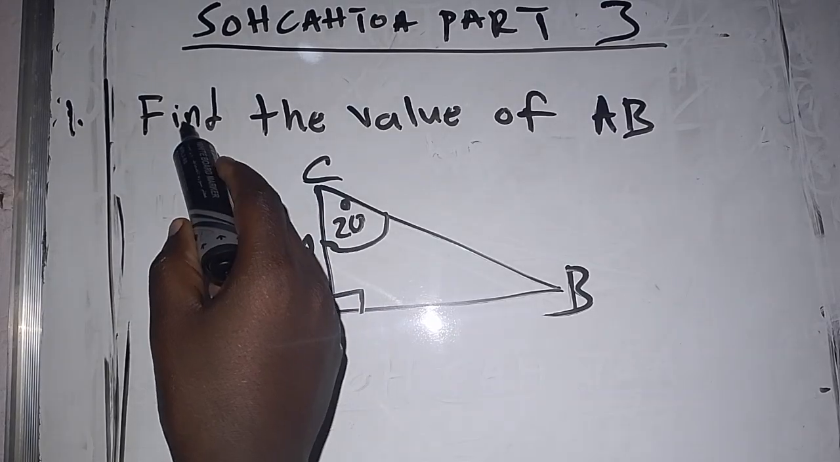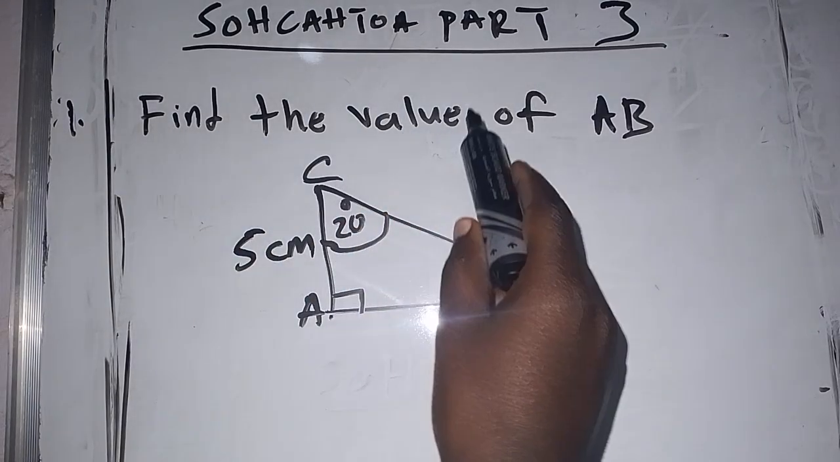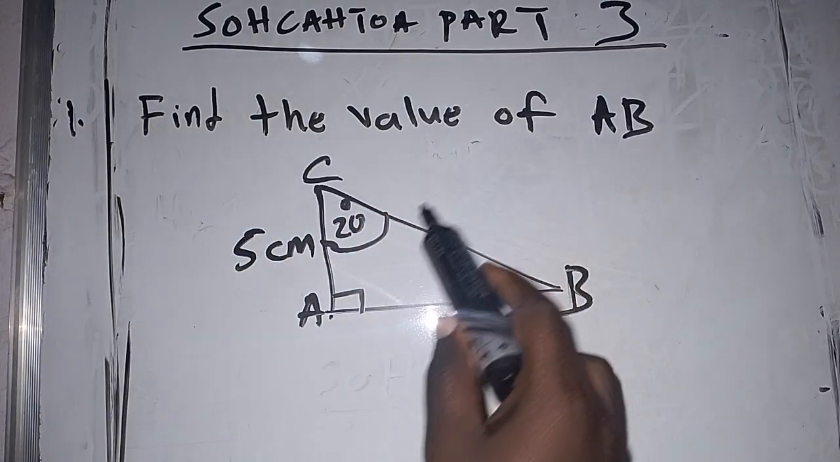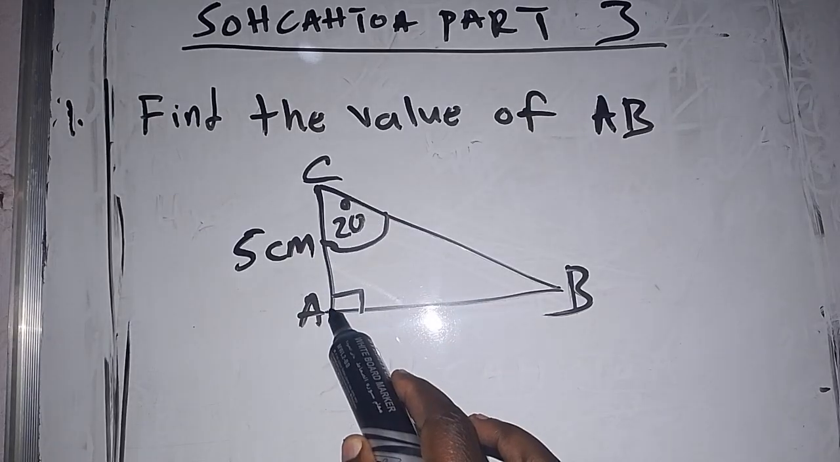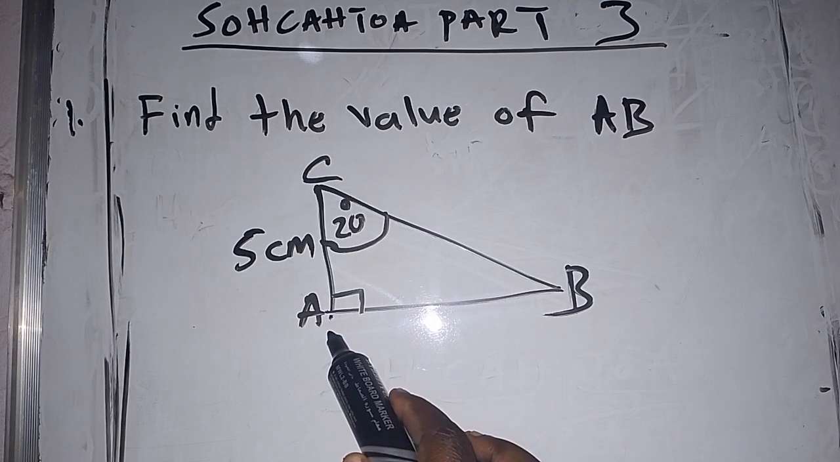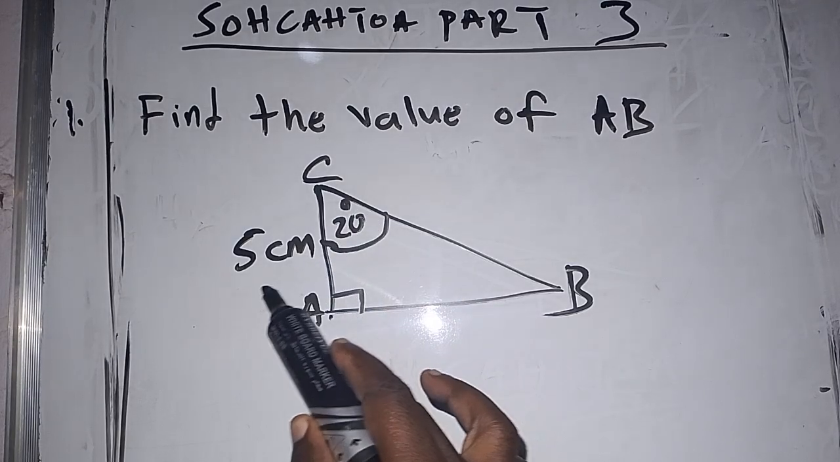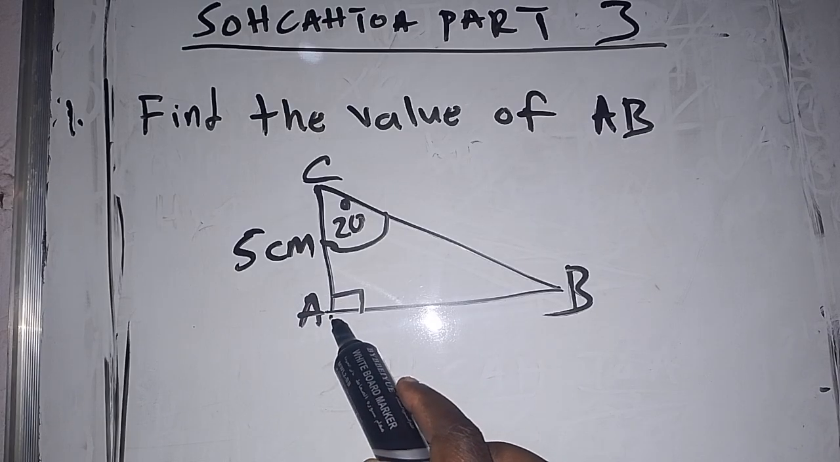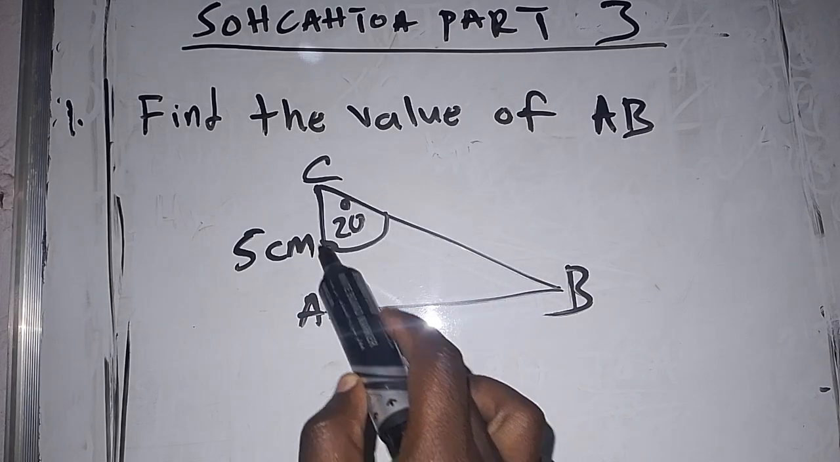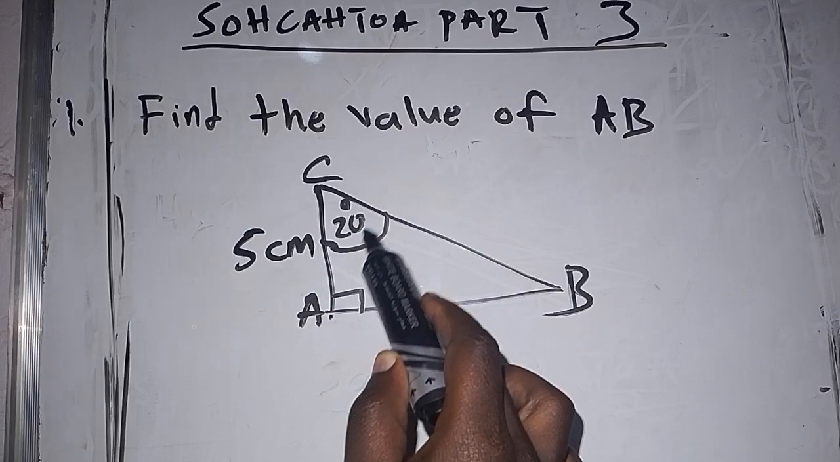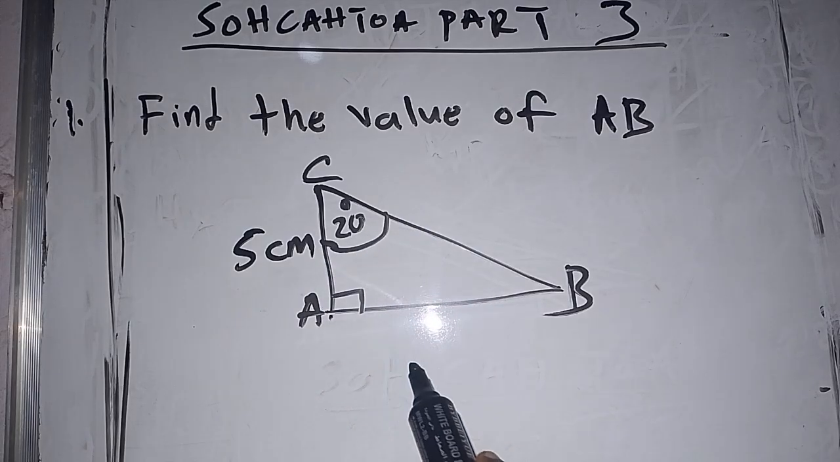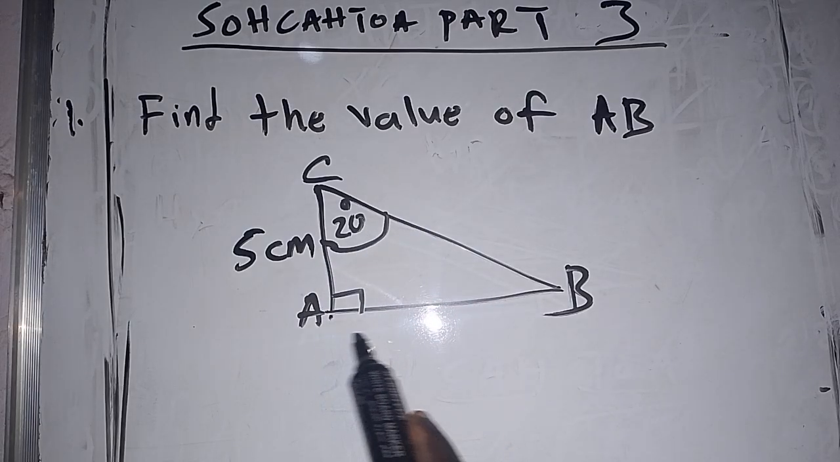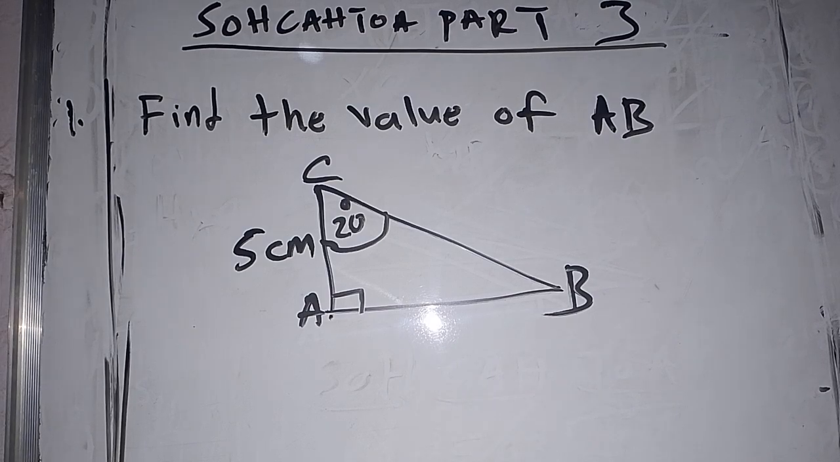So this is the question. Find the value of AB. This is a right-angled triangle where there is a 90 degrees. Now AC is 5 centimeters. Then the angle between ACB, the inscribed angle, is 20 degrees. So we want to find this length AB. Now, how can we find this AB?